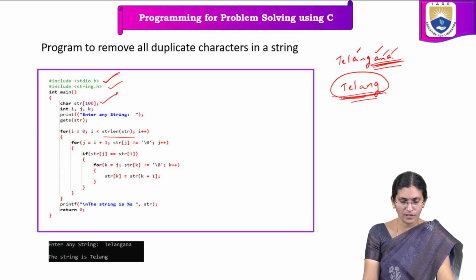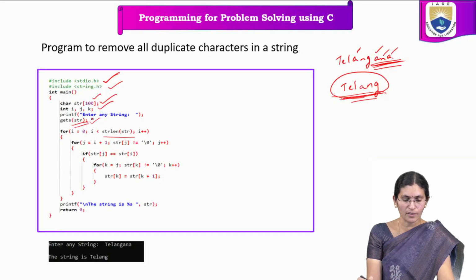We have declared one character array of size 100. Next are three integer variables i, j and k, and with the help of the gets function we are reading the string into the variable str. Next we have used three for loops here. The first is for i equal to 0, i less than string length of str, i plus plus.